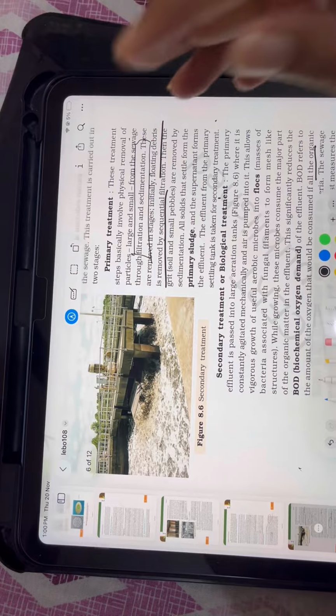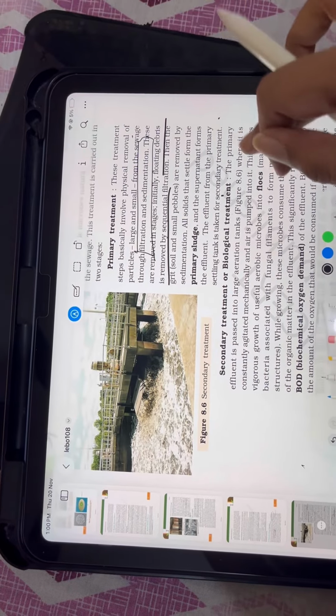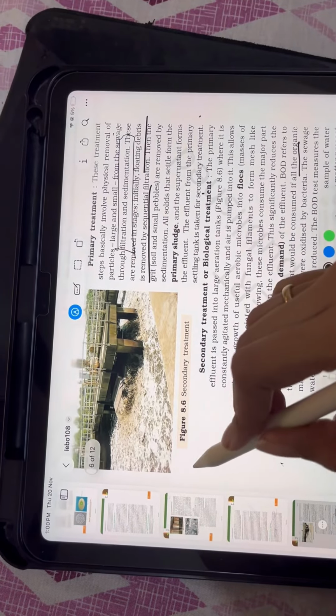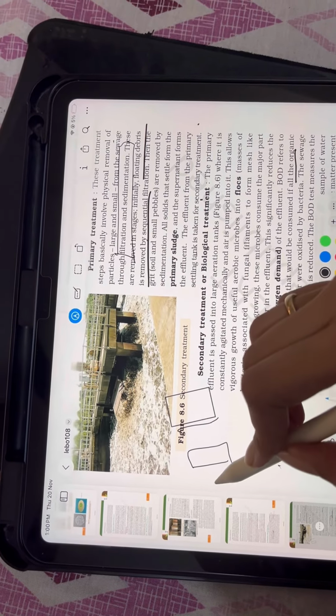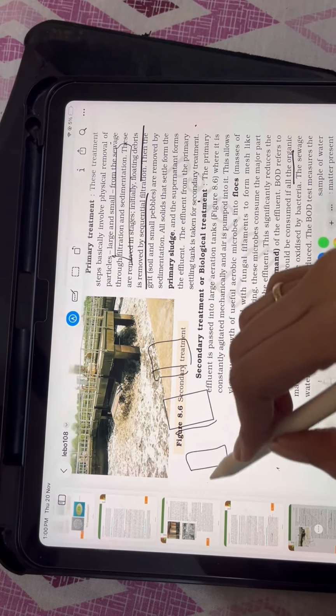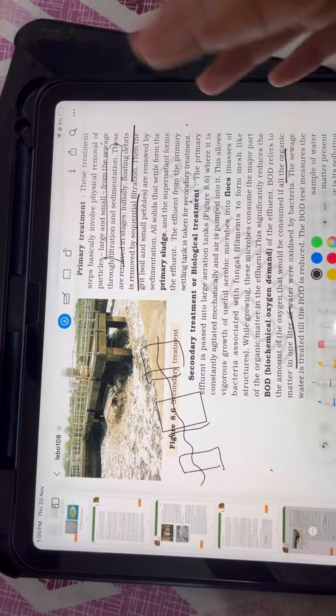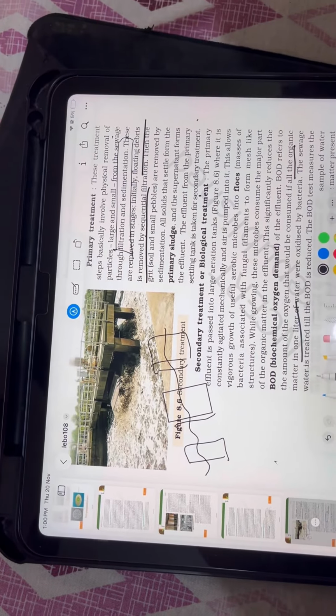Initially, floating debris is removed by sequential filtration. Sequential as in there's a grit removal, then there can be a screen removal. So there can be meshes. Water passes through all these layers, which eventually leads to the removal of floating debris.